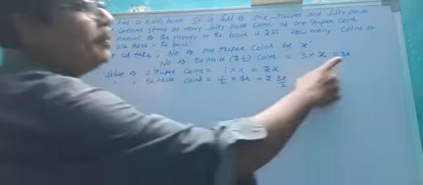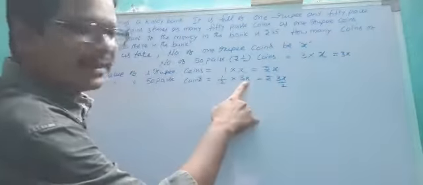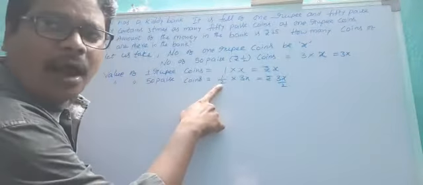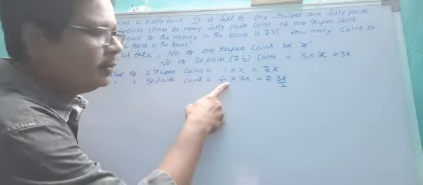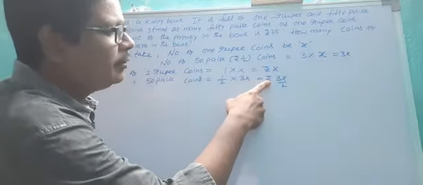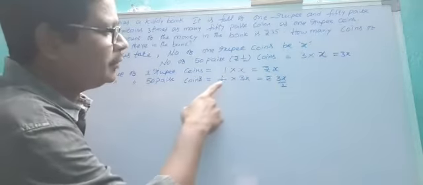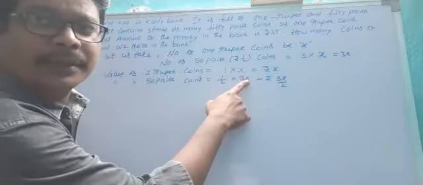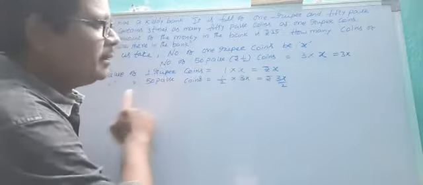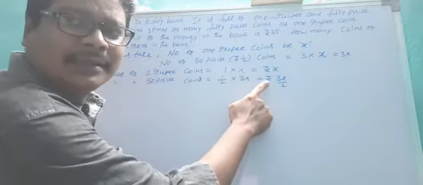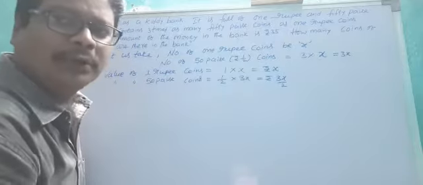How many 50 paisa coins are there? 3x. The value of each is half rupee, since 50 paisa means half of a rupee. So half into 3x equals 3x by 2 rupees. That means paisa is converted into rupees. So the value of 1 rupee coins is x rupees, and the value of 50 paisa coins is 3x by 2 rupees.